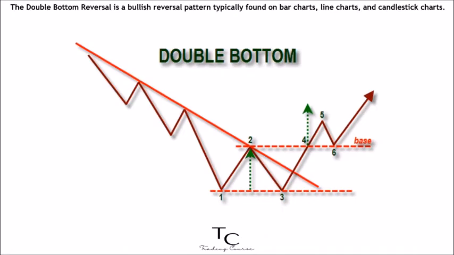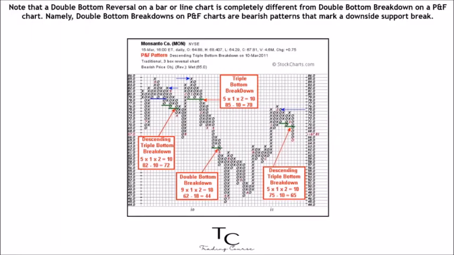The double bottom reversal is a bullish reversal pattern typically found on bar charts, line charts, and candlestick charts. As its name implies, the pattern is made up of two consecutive troughs that are roughly equal, with a moderate peak in between. Note that a double bottom reversal on a bar or line chart is completely different from a double bottom breakdown on a P and F chart.